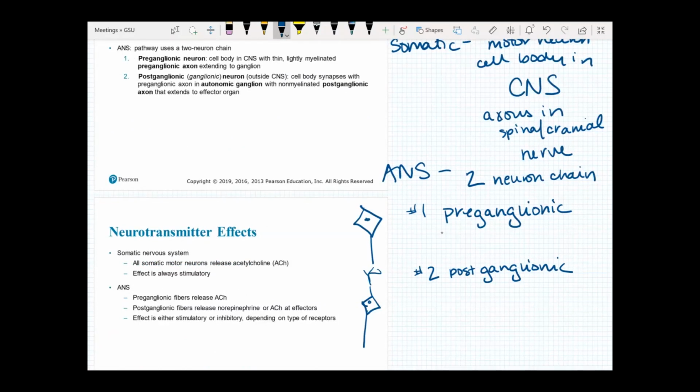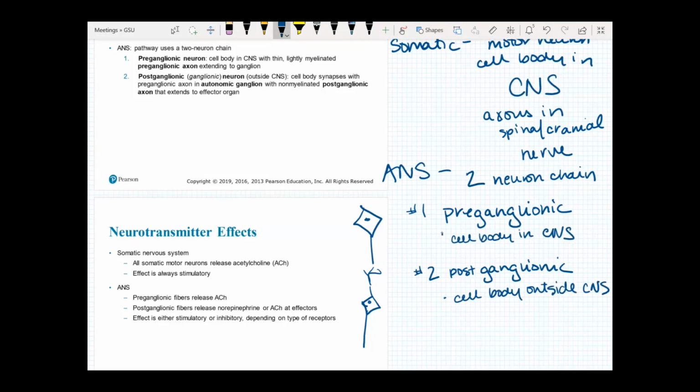The pre-ganglionic fibers will have the cell body in the CNS. So it could be the brain or the spinal cord, whereas the post-ganglionic will have the cell body outside the CNS. Preganglionic will be inside, postganglionic will be outside.